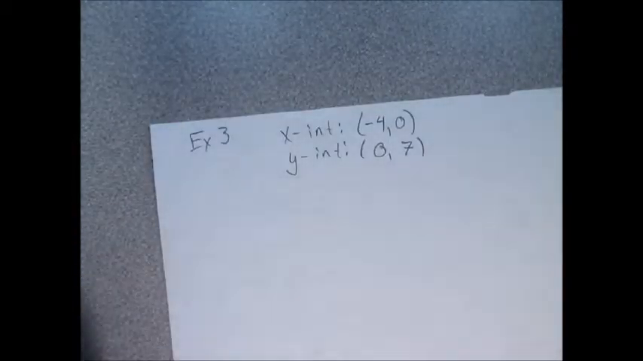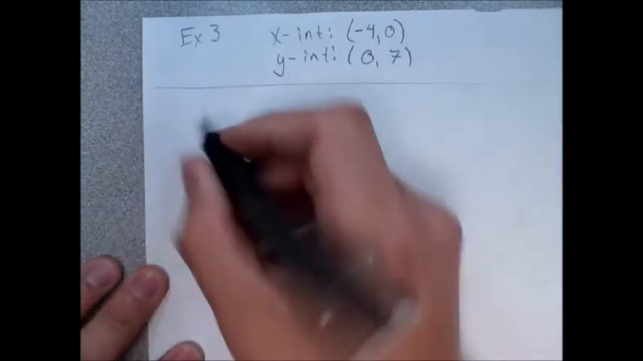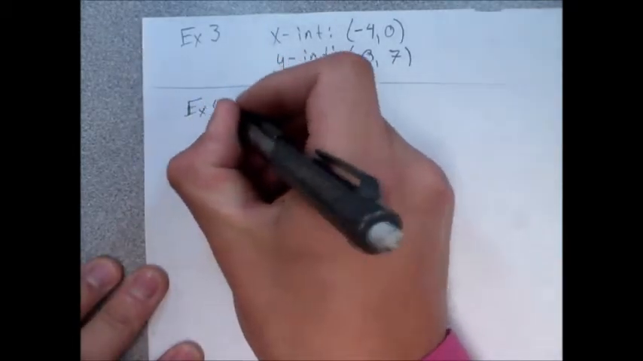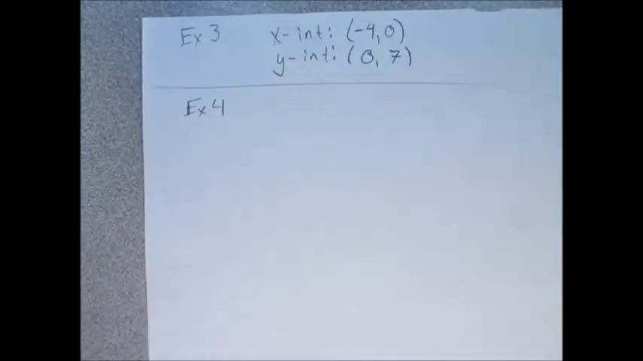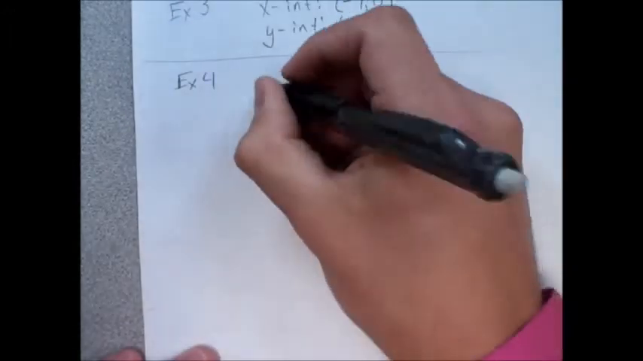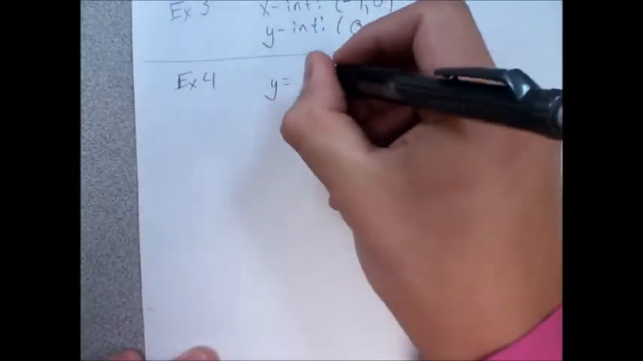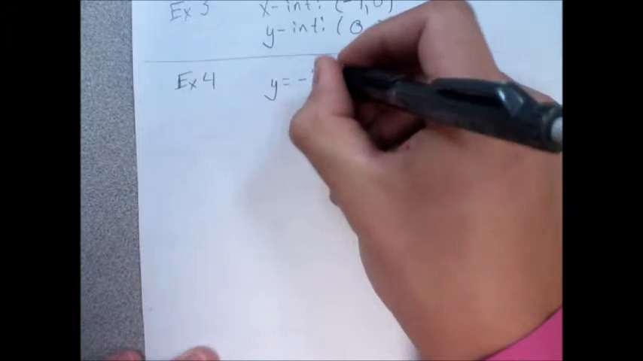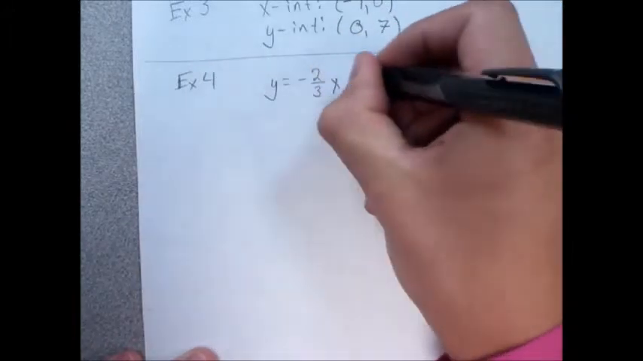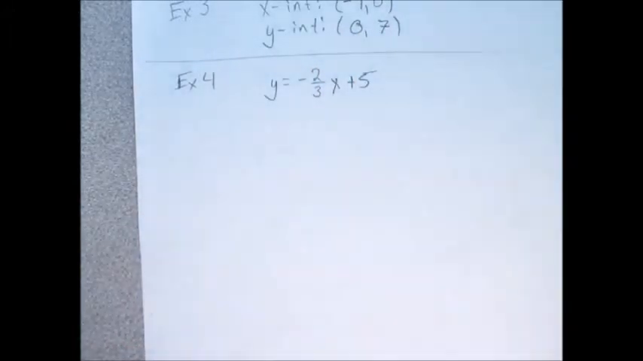Okay. Anything I can do to help clarify that anymore? Okay. Example 4. We're getting all the way down to the end. Now this is the one that you guys are going to be most confused on, so please pay attention. The equation is y equals -2/3 x plus 5. It says write the equation in standard form. Then graph the equation using the x and y intercepts.